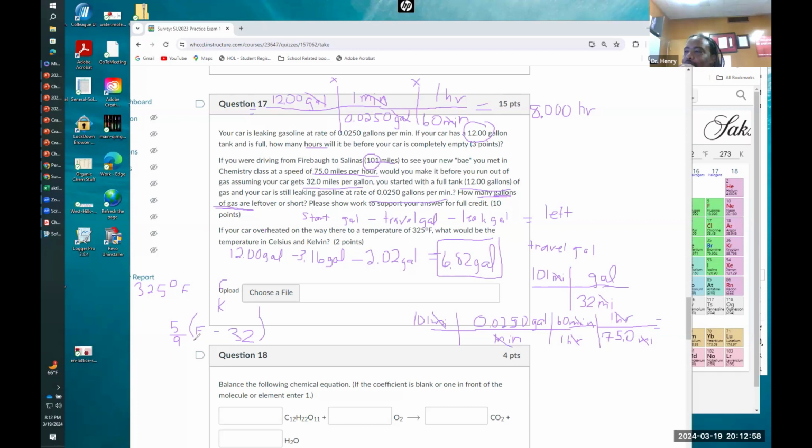Okay, so you're talking about for Kelvin? Yes, for Kelvin. Okay, yeah. So this is the equation that we're going to be using to get Celsius, right? Mm-hmm. So let's get Celsius first. Let's take them one at a time, right? So then we have the degrees in Fahrenheit, so that would be 325.